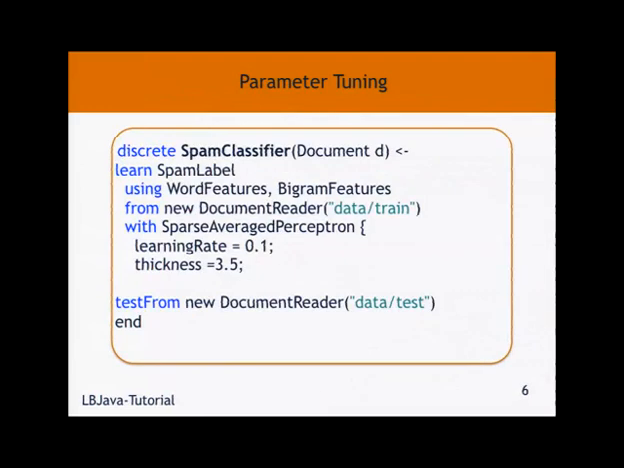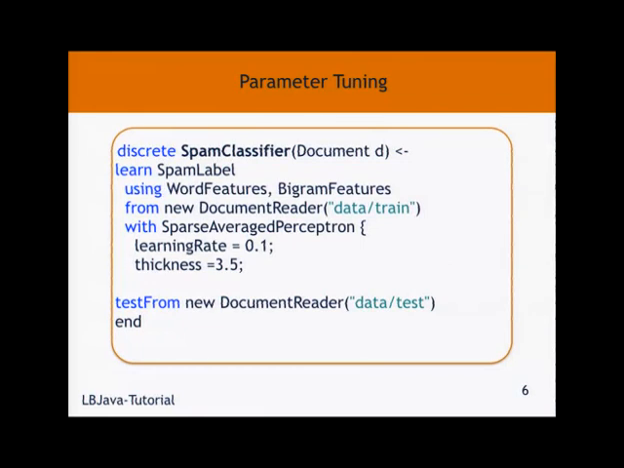So now I describe, because I assume that you're familiar with the way that we declare a learning model in LBJava, the two lines here that are related to parameter tuning. Do we have a pointer? No? Okay. Maybe I go over it.